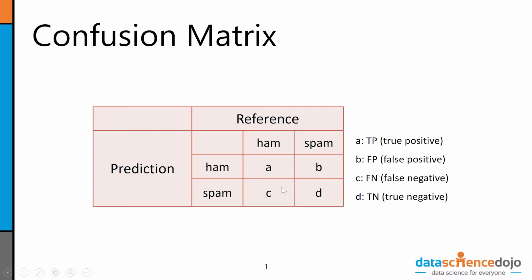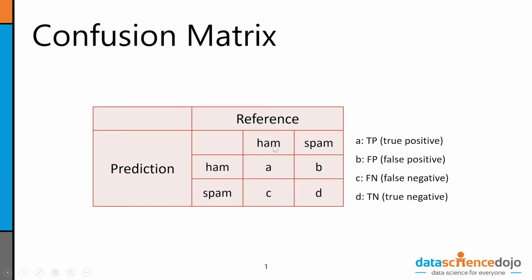Now, if you're familiar with statistics at all, you will immediately recognize that these are mapped to the ideas of true positive, right? It was ham, and I predicted ham, so true positive. False positive, it was spam, but in fact I predicted ham. That's a false positive. False negative, it was in fact ham, but I predicted spam. And then lastly, the true negative. The message was spam, and I predicted spam.